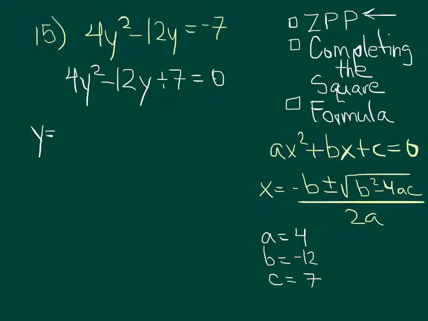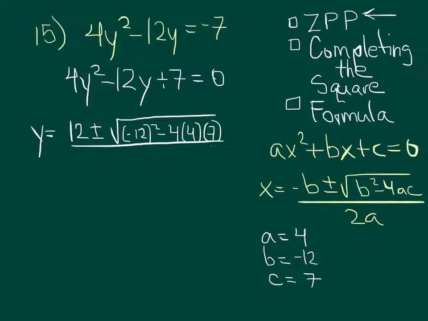So y will equal the opposite of b. So the opposite of negative 12 is positive 12, plus or minus the square root of b squared. So negative 12 squared minus 4ac, all over 2a. Remember the all over, okay? So 12 plus or minus.